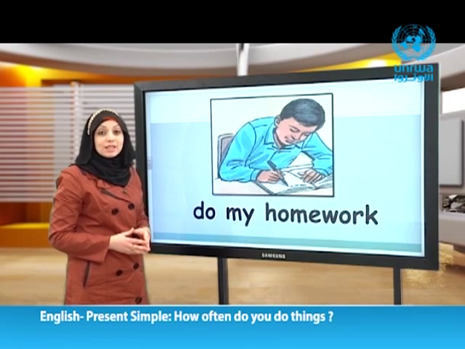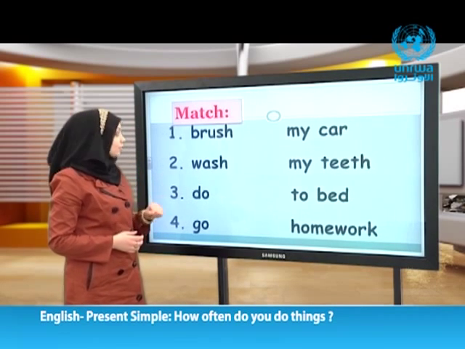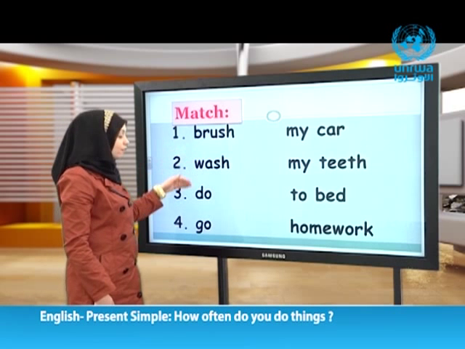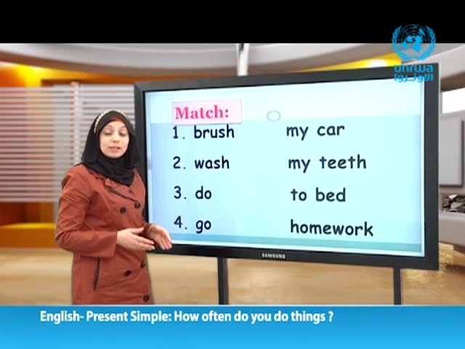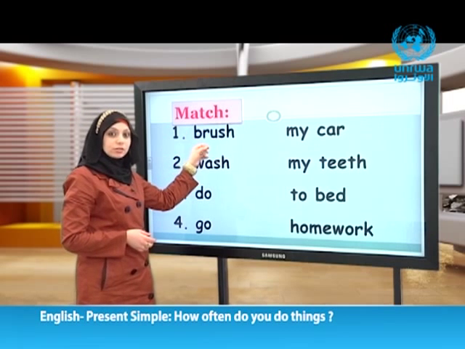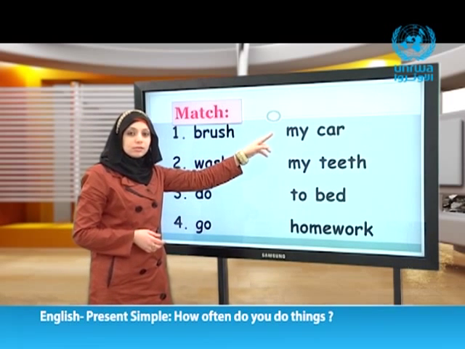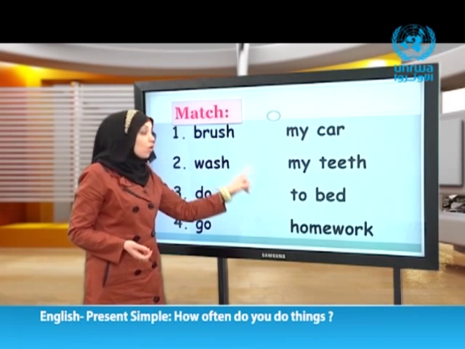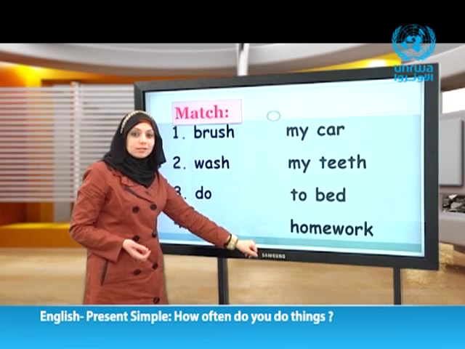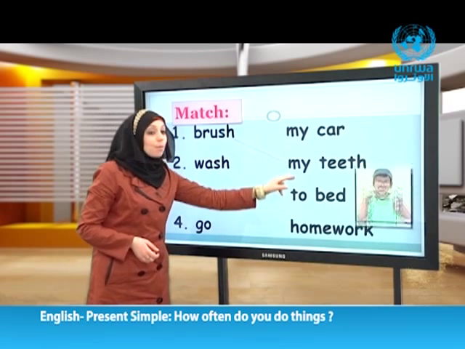To check your understanding, we have this activity which is match. Look here. Here we have verbs. Let's read them. Number one, brush. Number two, wash. Number three, do. And number four, go. Let's look at number one again. Brush. Brush my car, or brush my teeth, or brush to bed, or brush homework. Thank you very much. We say brush my teeth.